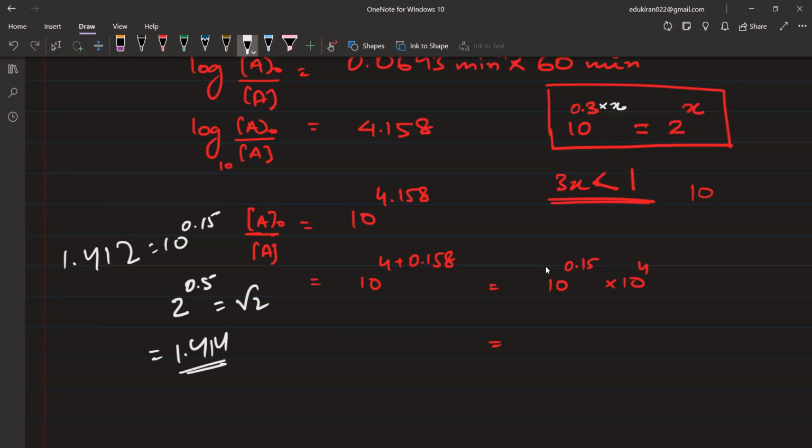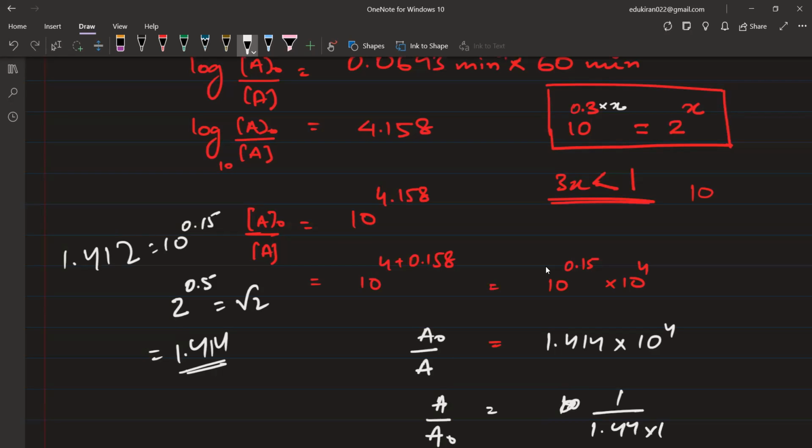So this will be what? 1.414 into 10 to the power 4. But please remember, this is what? A naught upon A. और हमको क्या चाहिए? A upon A naught. So this will be 10 to the power of 4 divided by 10 to the power of 4, 1 upon 1.44 into 10 to the power of 4.